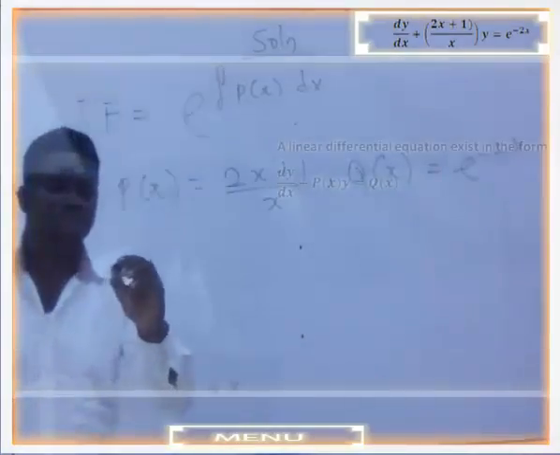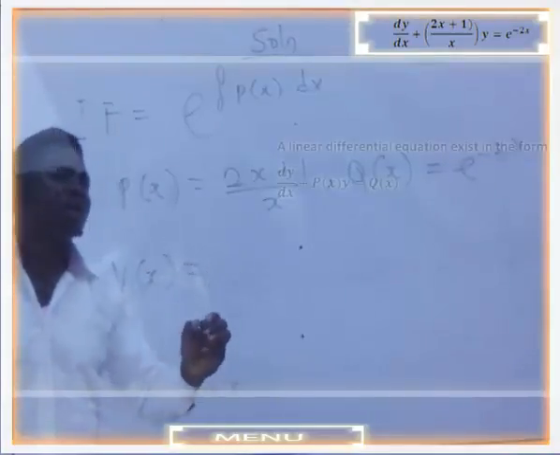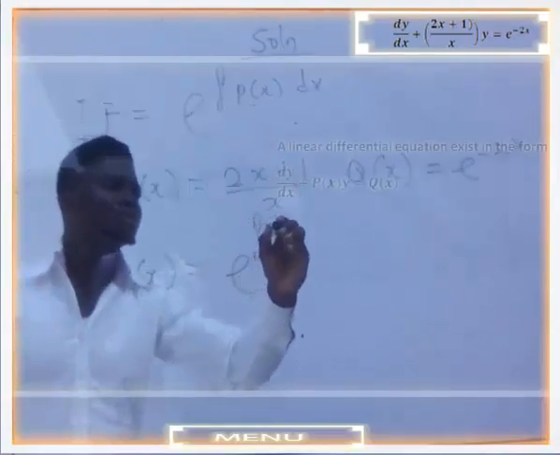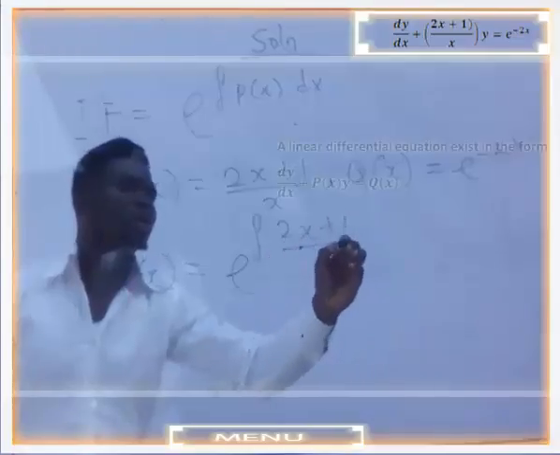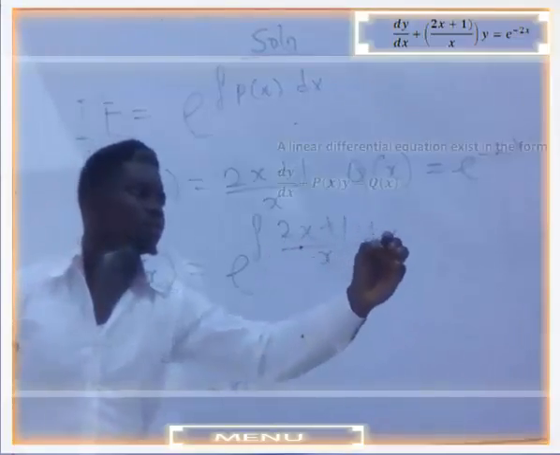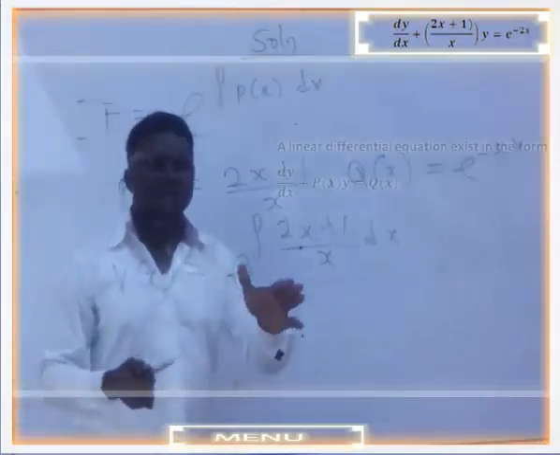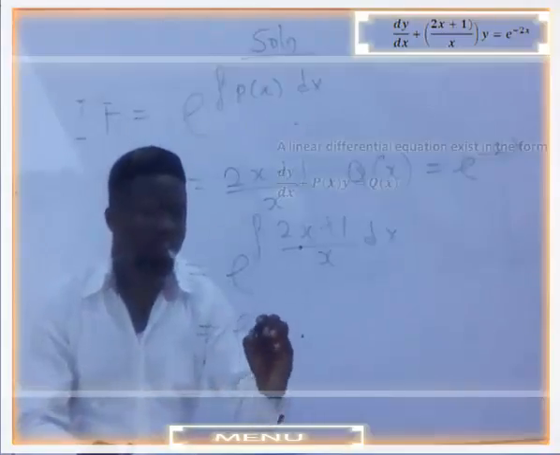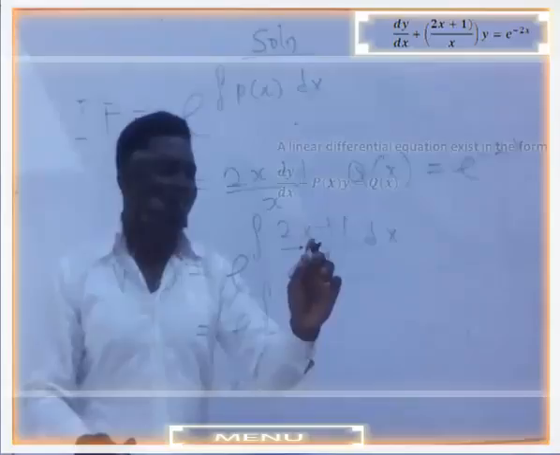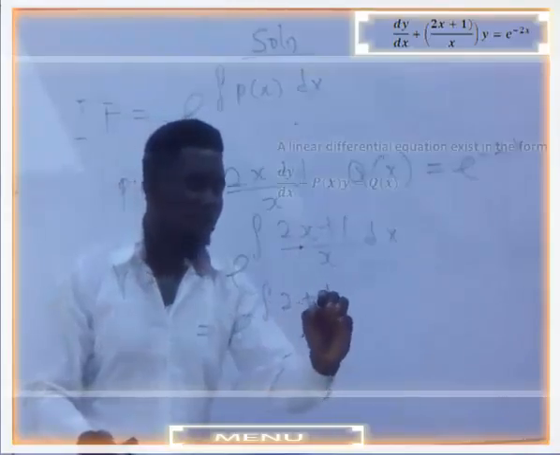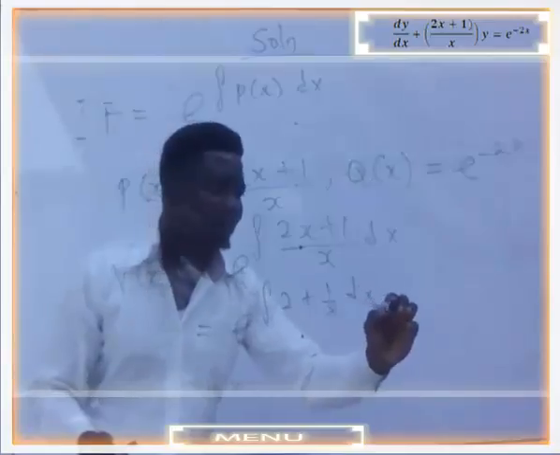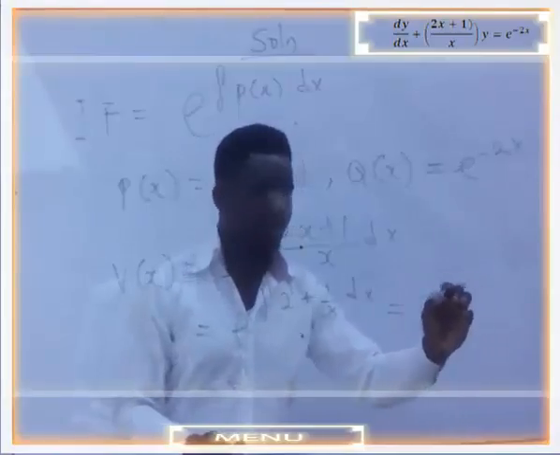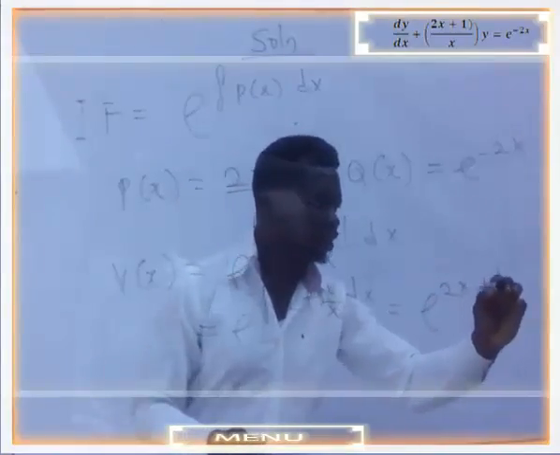So v of x will now be exponential integral of p of x, which is 2x plus 1 all over x, dx. So we're going to simplify the integration factor. We can split here, and this will give us exponential integral of 2 plus 1 over x dx. If I integrate, it becomes exponential 2x plus ln x.